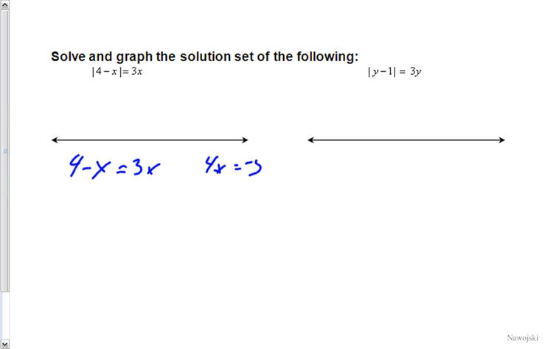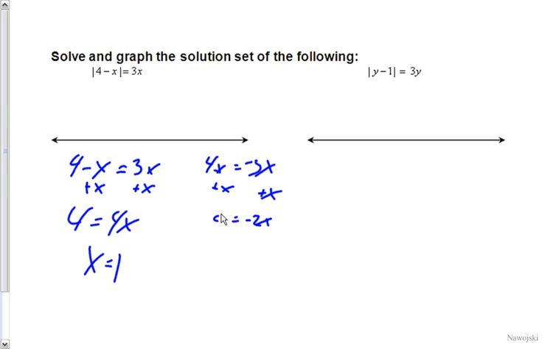X equals negative 3 plus x. Notice how you just make that whole thing negative. So solving's always going to be pretty much the same. Add x here. I got x here. So that's 4 equals 4x, x equals 1. Add x here, you get negative 2x equals 4, and we get x to equal negative 2.